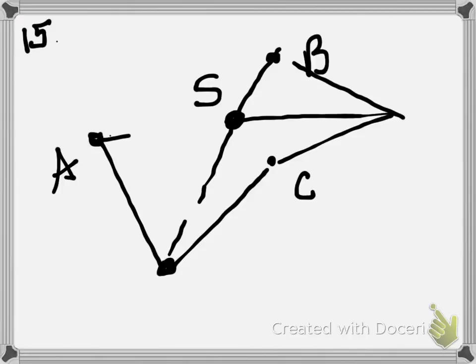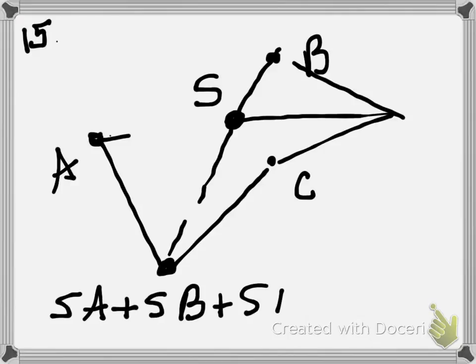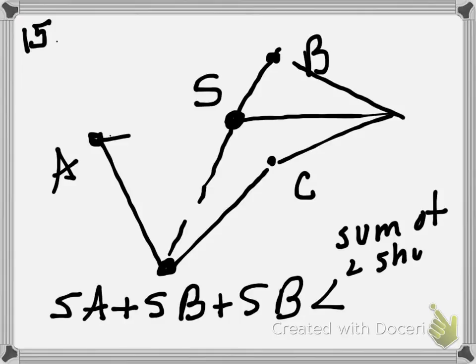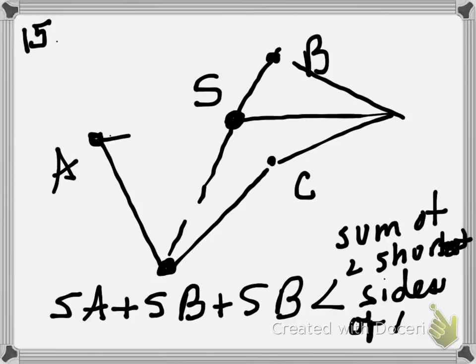And the significance is that the distance from S to A plus the distance from S to B plus the distance from S to C is always less than the sum of the two shortest sides of the triangle. So S to A, S to B, and S to C is always less than the sum of the three shortest sides of the triangle.